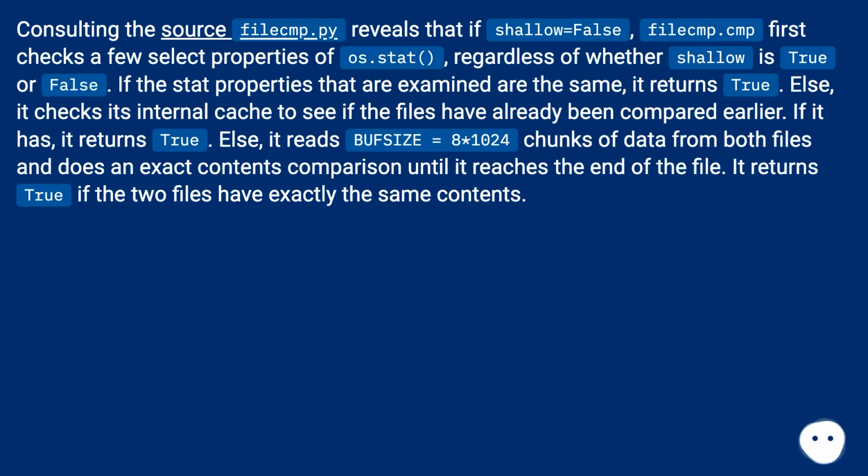Else, it reads BUFSIZE = 8*1024 chunks of data from both files and does an exact contents comparison until it reaches the end of the file. It returns True if the two files have exactly the same contents.